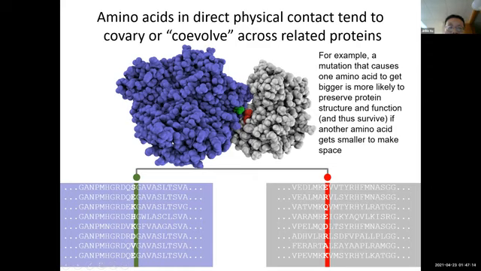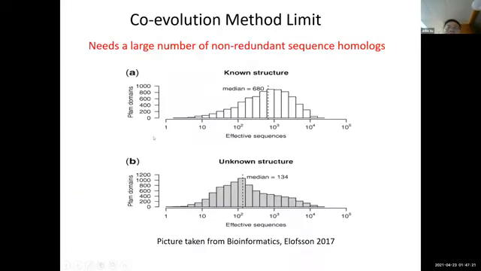So the global statistical method works much better than the mutual information. But the issue with this global method is it will need a large number of sequence homologs in order to get some good prediction. Otherwise, this global statistical method will fail.